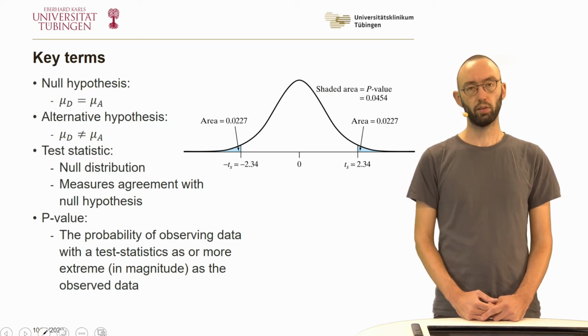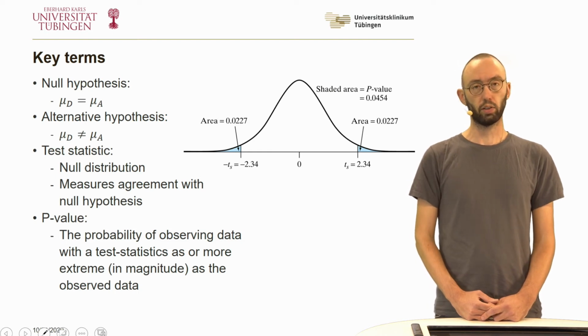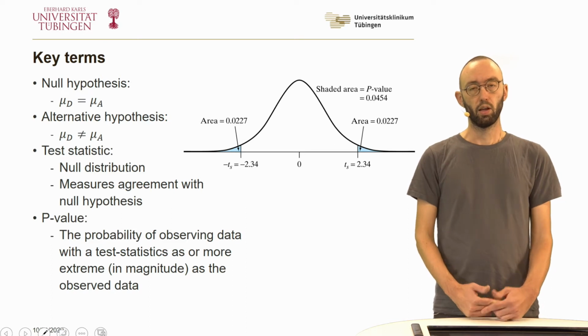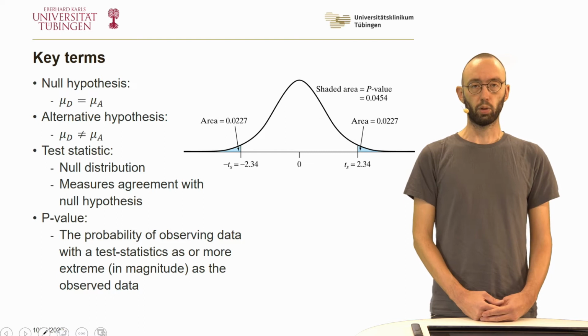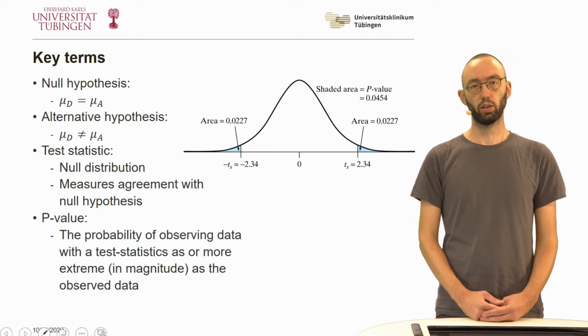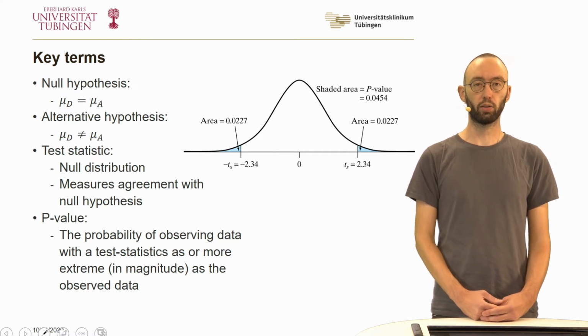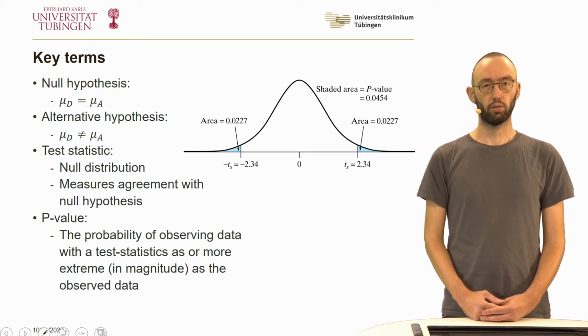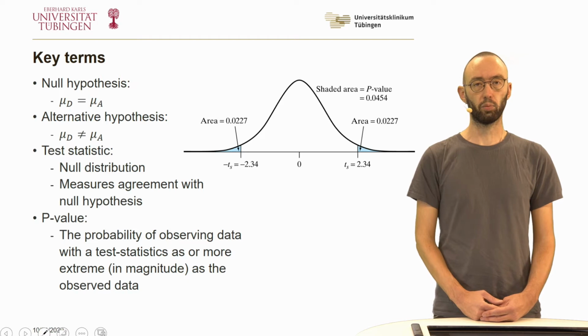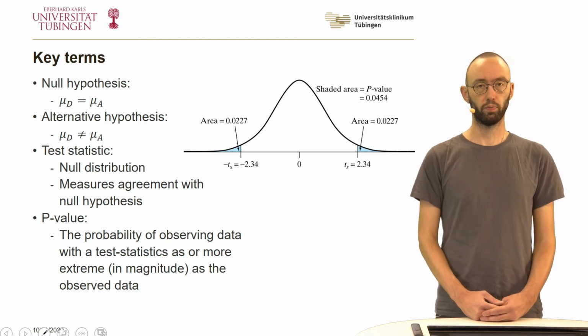The test statistic measures how well the data agrees with the null hypothesis. Namely, in this case, the scenario that the two populations are not different in their means. We also needed a way to compute the so-called null distribution. That is, the distribution of the test statistic under the assumption that the null hypothesis is true.